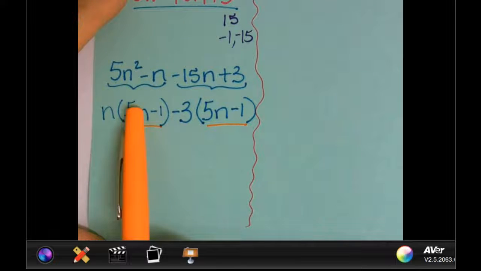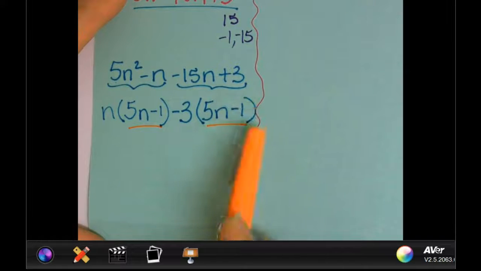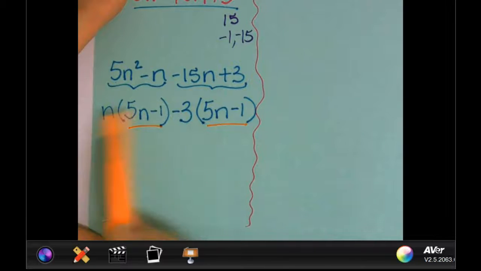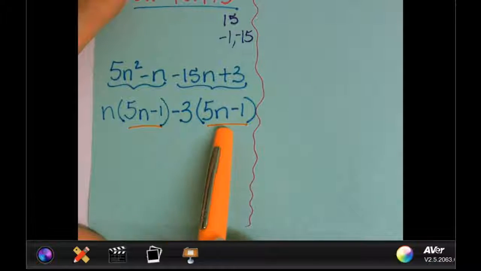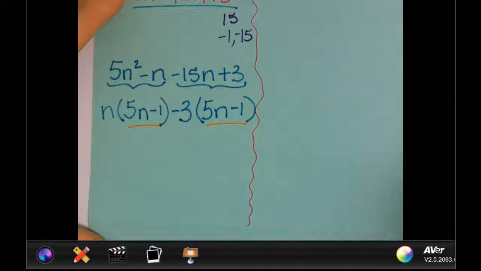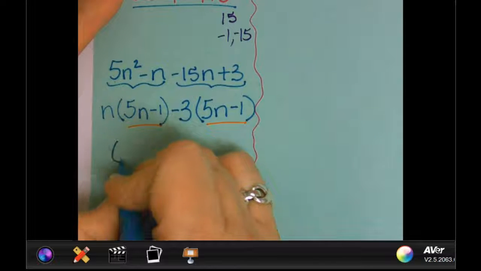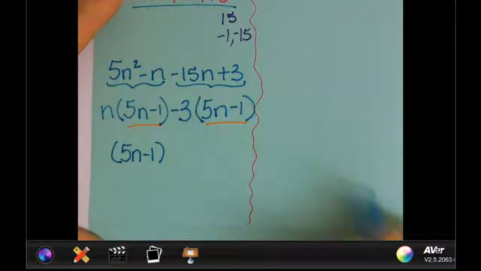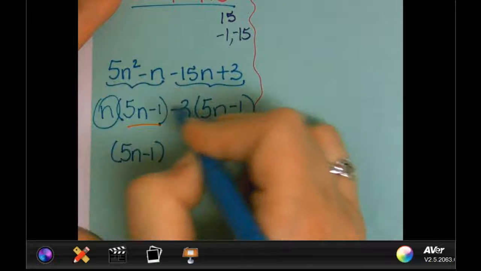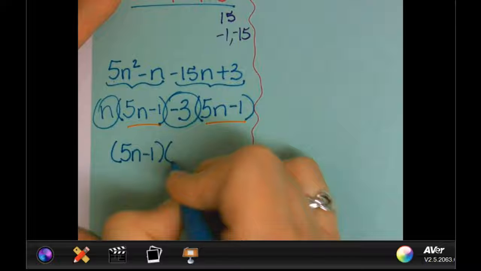So these two terms have a common binomial factor. Make sense? Both of these, the n and the negative 3, are both multiplied by 5n minus 1. So that's your common binomial factor. So that comes out, and that is 5n minus 1. And then you're left with this right here, and it's multiplied n minus 3.